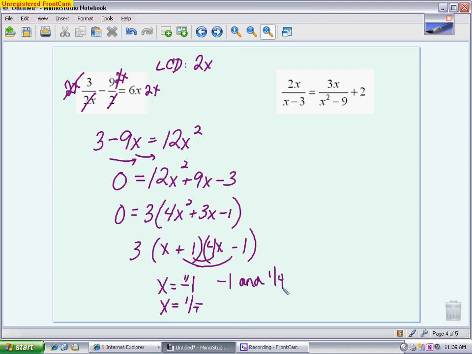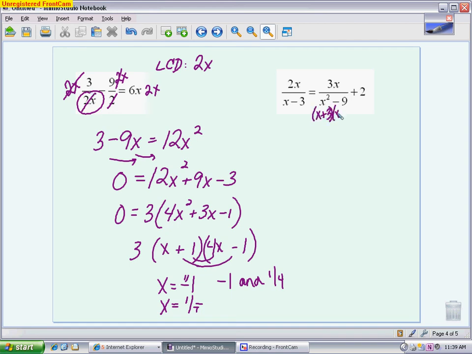Take those two solutions, plug that back into the denominators. Notice the only denominator I need to check here is this one because it's the only one that actually has a variable in it. When I plug them in, I don't get 0 in the denominator, so they are not extraneous.